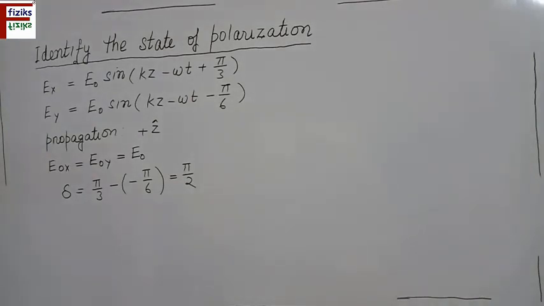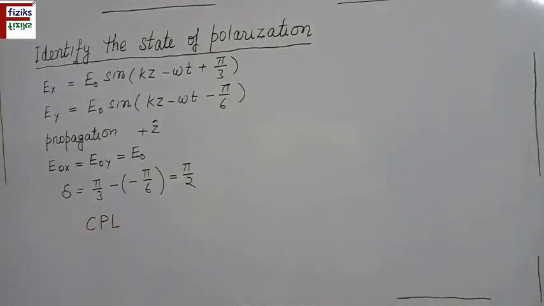So here what is happening? The phase difference between the Ex and Ey components is pi by 2, and their amplitudes E naught x and E naught y are equal to E naught, and the wave is propagating in the plus z direction. So the state of polarization will be circularly polarized light. This is an example of circularly polarized light.